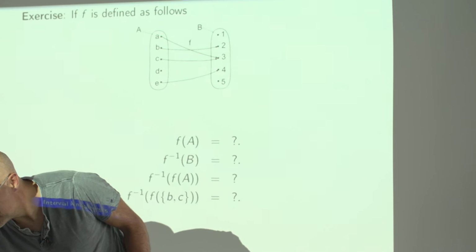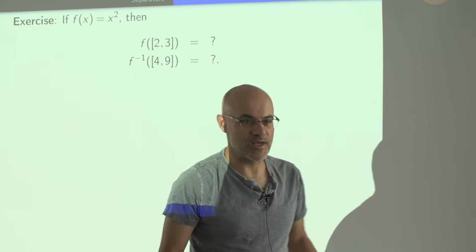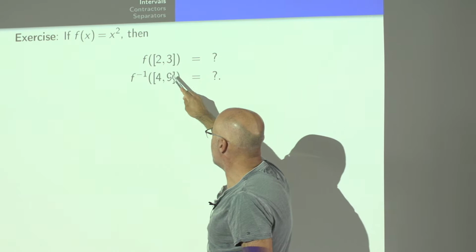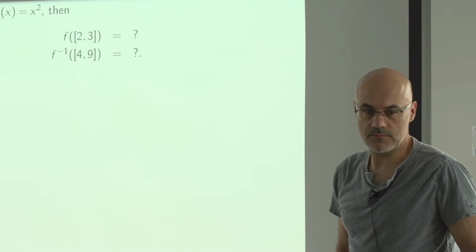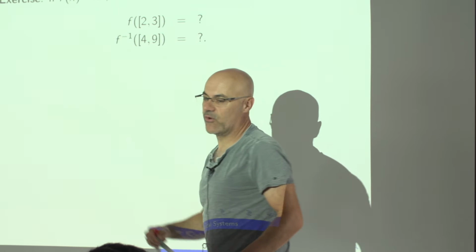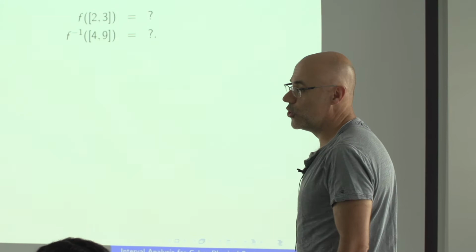Okay, let's go. If you have understood this, I will start with intervals. What is an interval for us? This is an interval, a closed interval, where the brackets are closed. What is the image by this function of 2, 3? Four, nine, yes, good. What is the reciprocal image of 4, 9? Minus 3, minus 2, union, 2, 3. Okay, that's good.